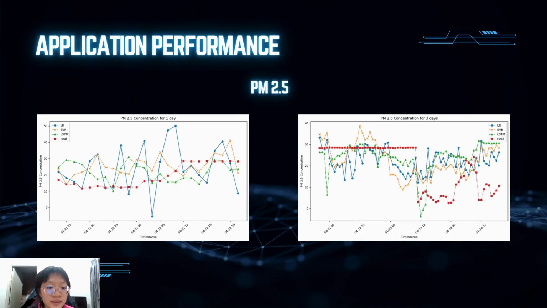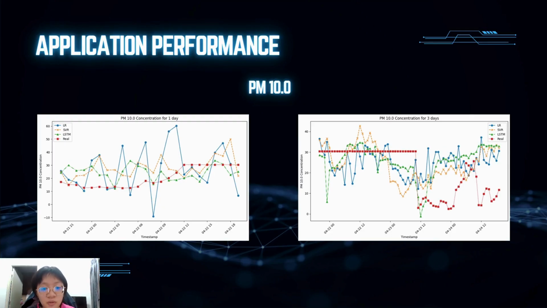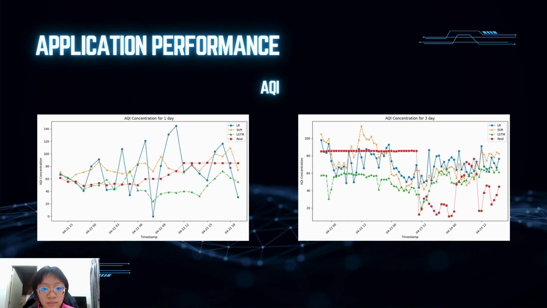And this is the comparison of each model with the real data for 1 day and 3 days. This is for PM 2.5. This is for PM 10.0. And this is for AQI.